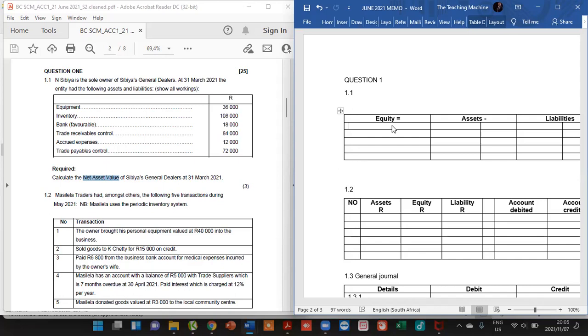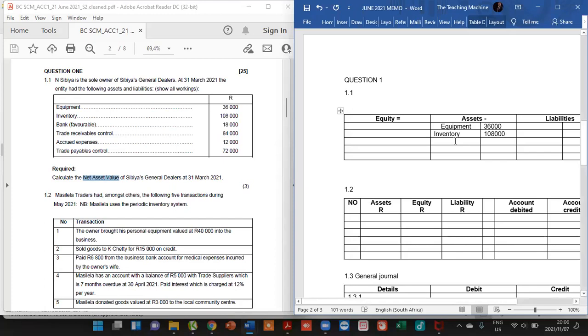Okay. So now we're going to do what I call a classification of accounts. We need to classify these accounts as per their elements. For example, what type of account is equipment? Equipment is an asset. So I'm going to write here equipment to the value of 36,000 rands. What type of account is inventory? Inventory is an asset. The value is 108,000. What type of account is bank favorable?